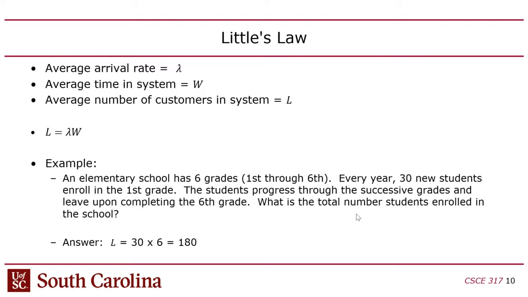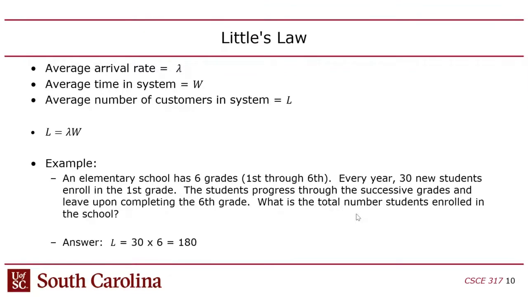Okay, so Little's law is very simple. It's just L equals lambda times W. I give you an example here. This is a simple example, mostly because I give you W. W is a given here. Now, normally W is not a given. Usually W is what you're trying to find.